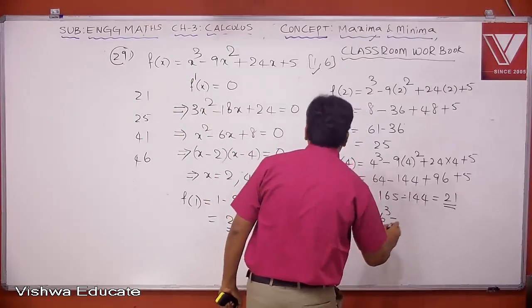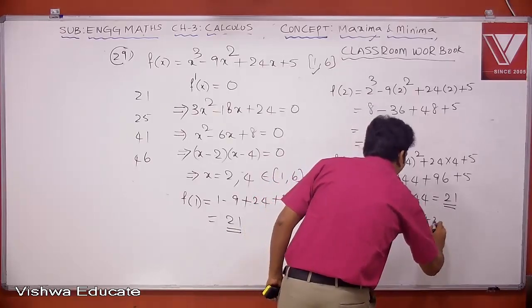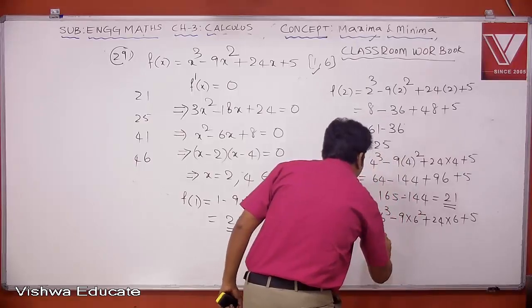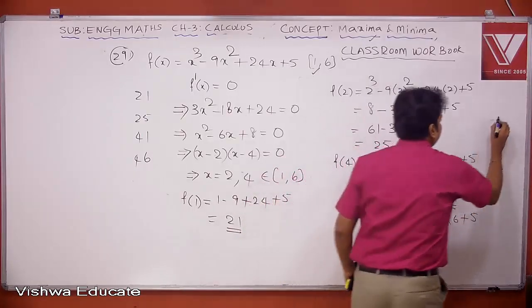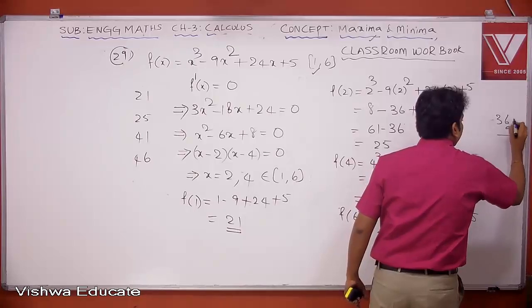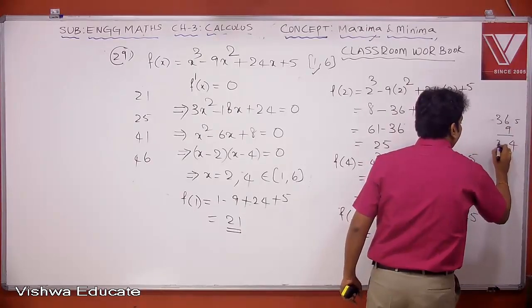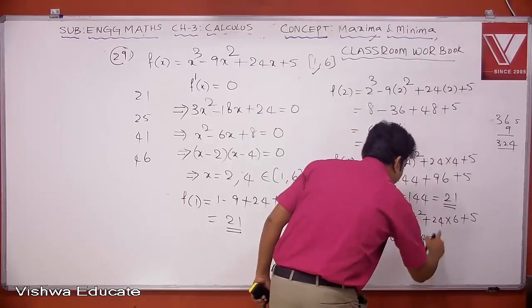This is 6 cube minus 9 into 6 square plus 24 into 6 plus 5. 6 cube is 216 minus 36 nines. 6 nines are 54, 3 nines 27, so therefore this is 324.